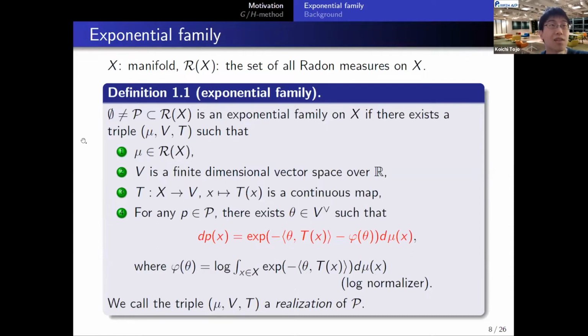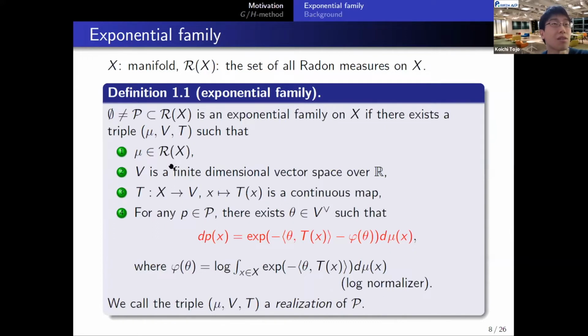More precisely, let X be a manifold, and R_X the set of all random measures. A subset P of R_X is an exponential family on X if there exists a triple (mu, V, T) satisfying the following four conditions.